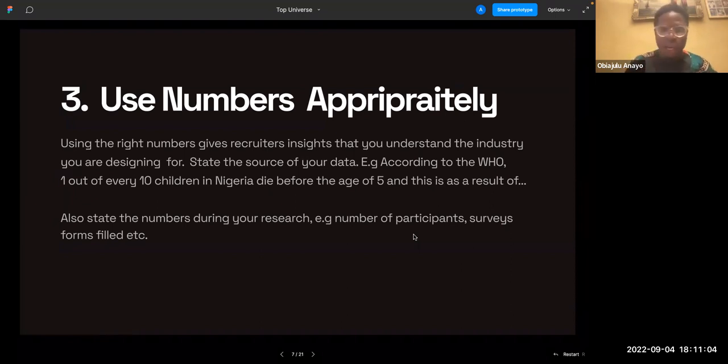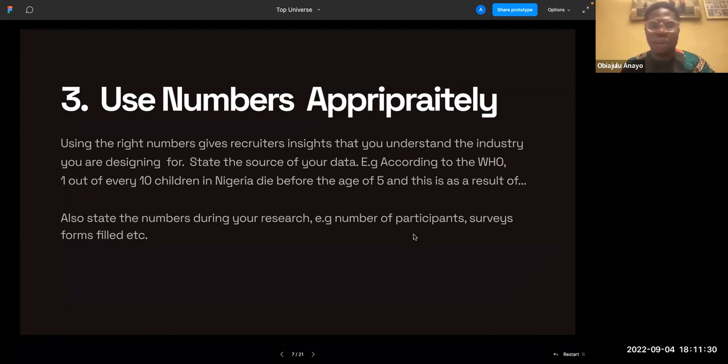these things properly, because these are some of the things that differentiate junior designers from senior designers, right? Because senior designers understand the industry, and they're able to give appropriate numbers. So using numbers appropriately gives the recruiter insight that, okay, this guy understands healthcare in Nigeria, this guy understands fintech, he understands the regulations in fintech, right?